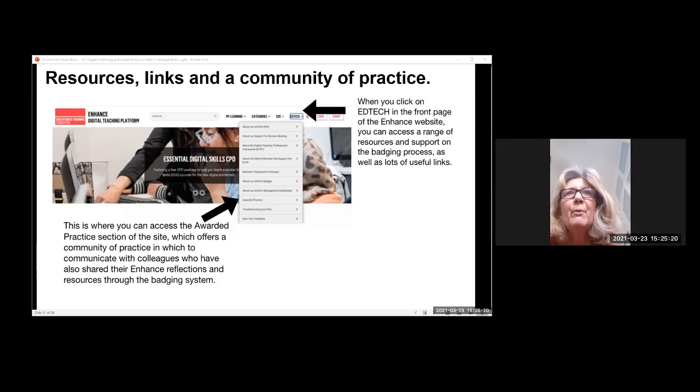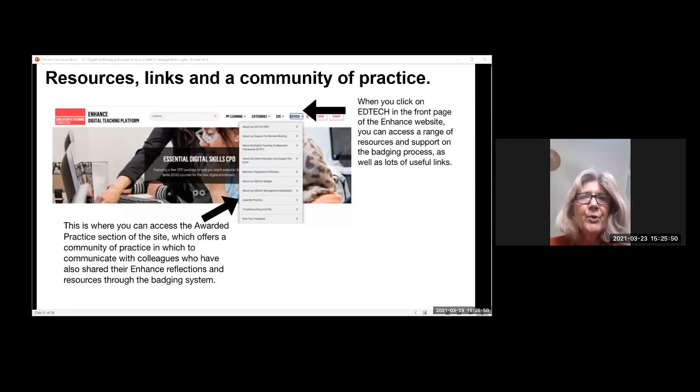And this area of the website is also where you can access the awarded practice section of the site. This is where we have this developing community of practice in which to communicate with colleagues and peers who have shared their enhanced reflections and resources through the badging system. So if you do a 2 and 3 star badge, you can select whether you would like to share your reflection with the online digital community. And we hope you do share your reflections.